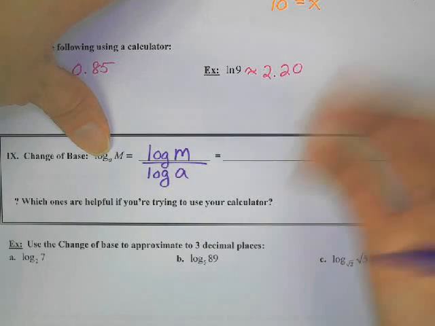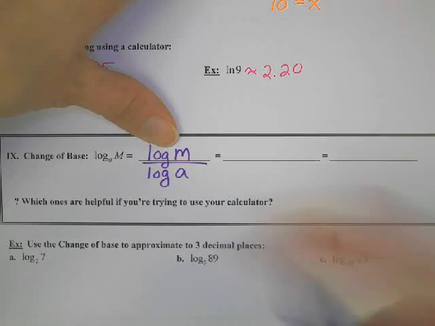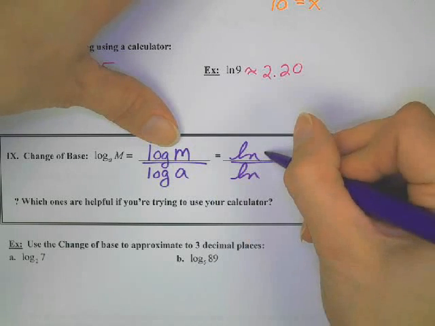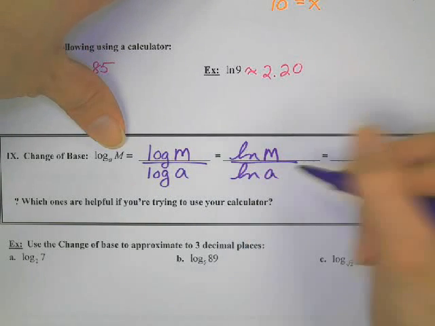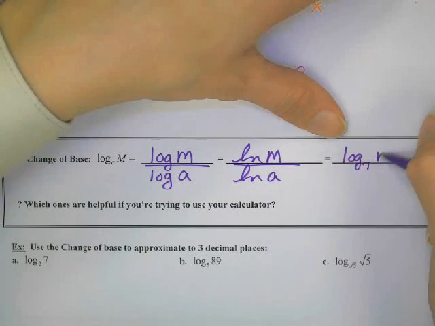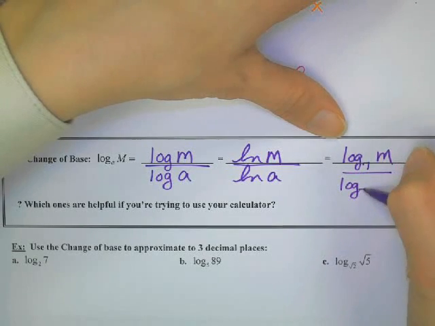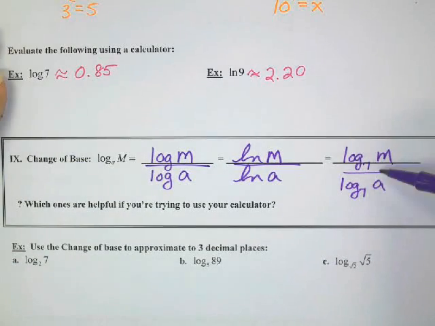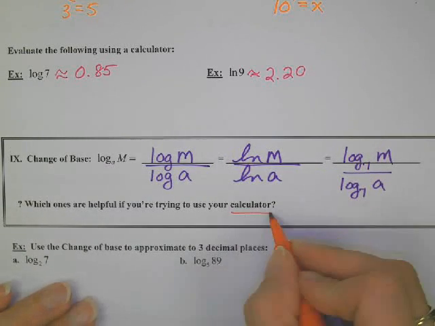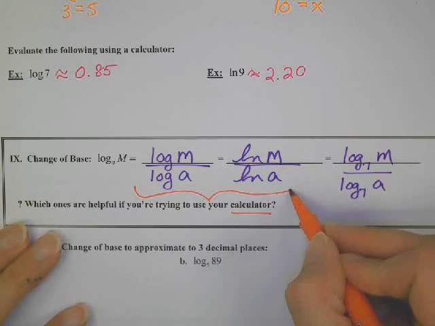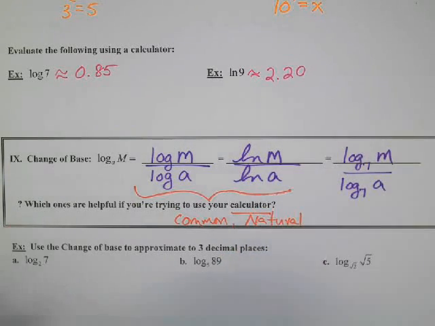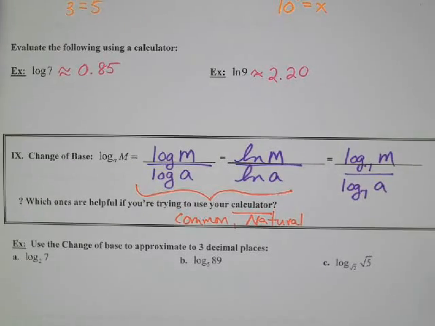And that would be a common log, so I'm not going to write the tens. But I don't have to change to common log. I can change to natural log divided by natural log as long as they're the same. I would have to do natural log of m divided by natural log of a. Or maybe I'm in the mood to do log base 7 of m divided by log base 7 of a. I don't know why I would change to base 7 because I certainly don't have that one in my calculator either. So which ones are helpful if you're trying to use your calculator? You'd want to use one of these, either the common or the natural. Make sure you study those names. I'm going to ask you tomorrow if you learned about the two special ones and what they're called.